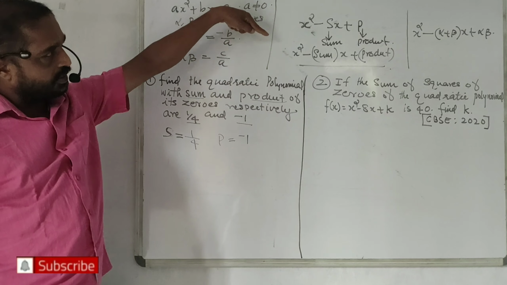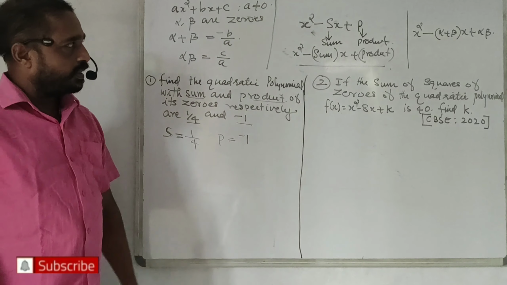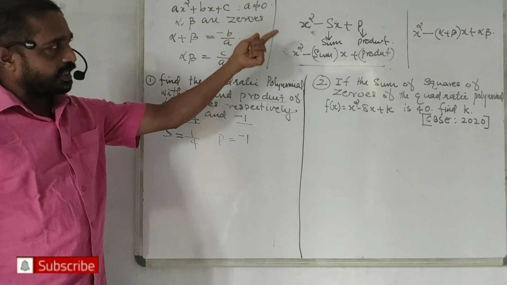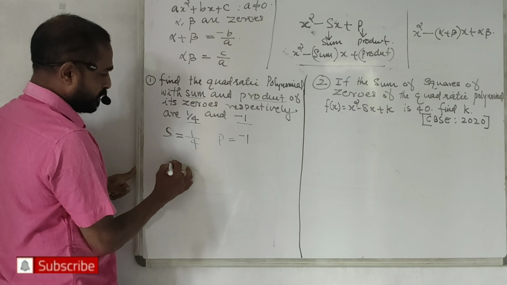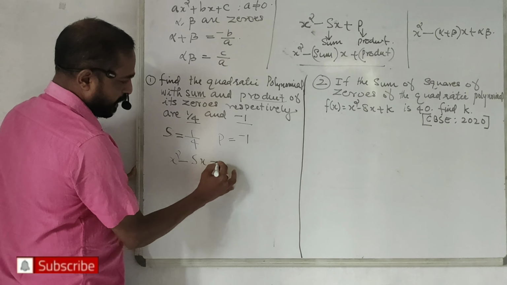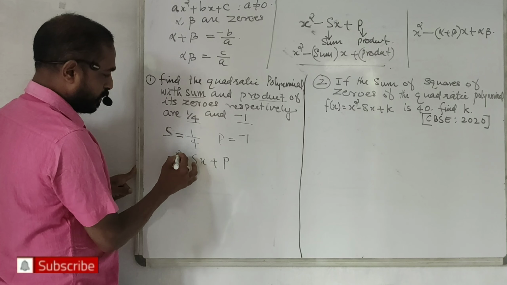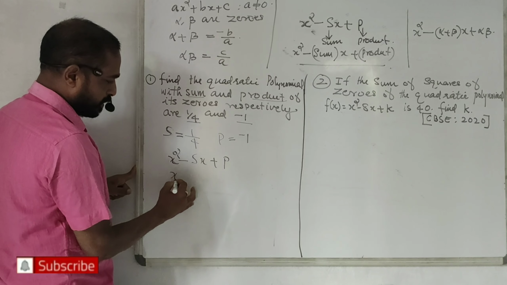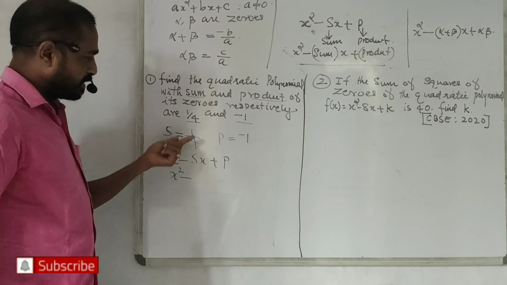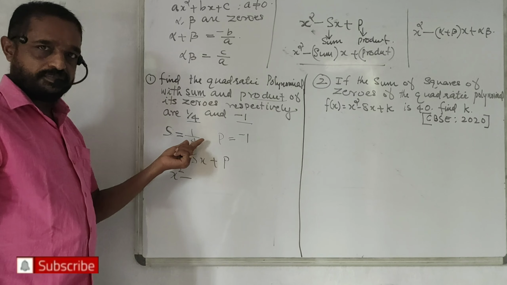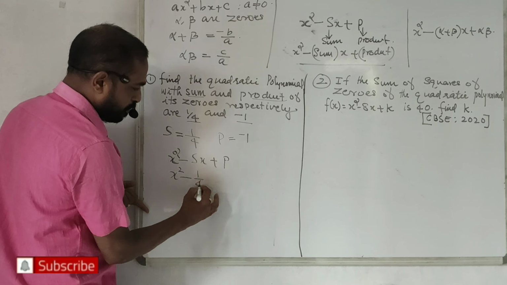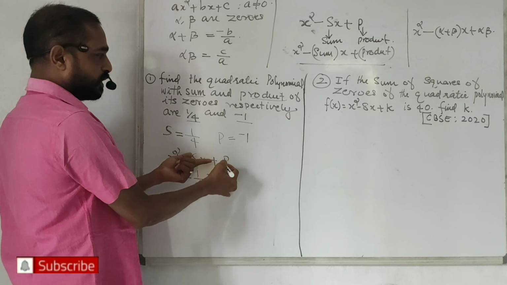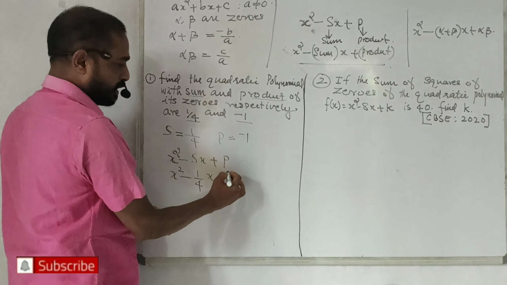What is the expression for forming the quadratic equation? X square minus Sx plus P. So this is x square minus, what is S? S is the sum of the zeros. It is given directly, 1 by 4, into x, plus what is P? P is the product of zeros. The product of zeros is given as minus 1.